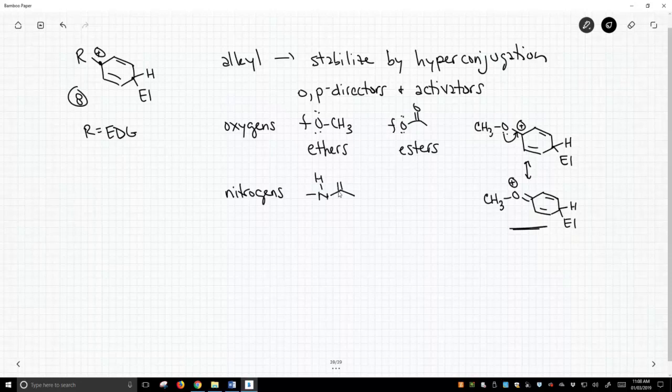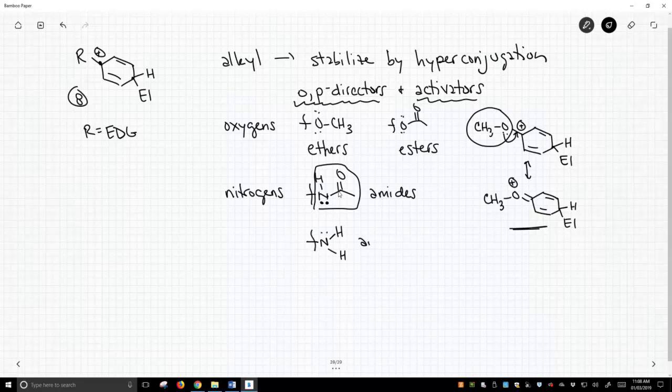So nitrogens can also, in many cases, stabilize that carbocation. And I'm talking specifically about amides. Now, if we put this amide group in place of our OCH3, we could use this nitrogen lone pair in exactly the same way and draw an extra resonance form and stabilize a carbocation. Great. Amides are therefore ortho-para-directors and activators. However, I am not talking about amines.